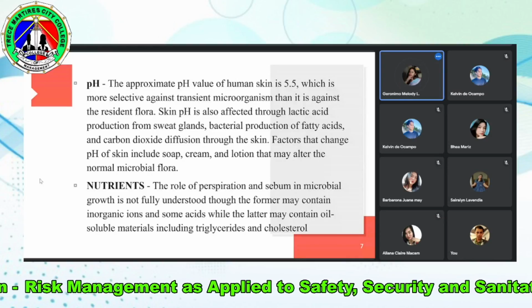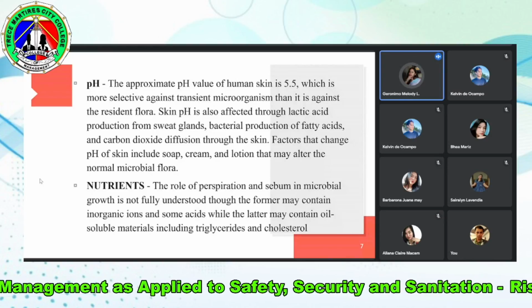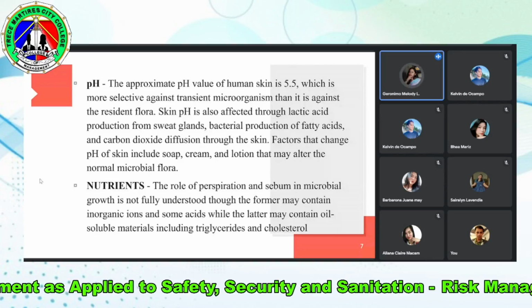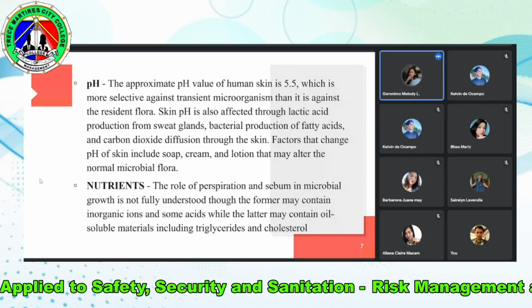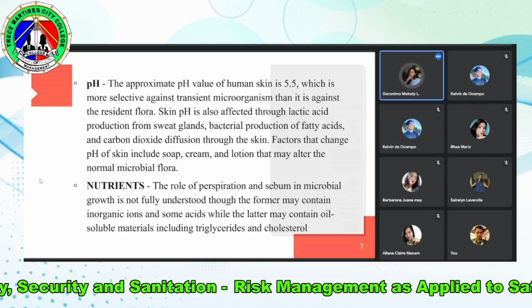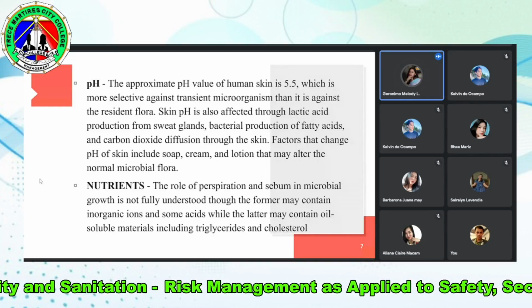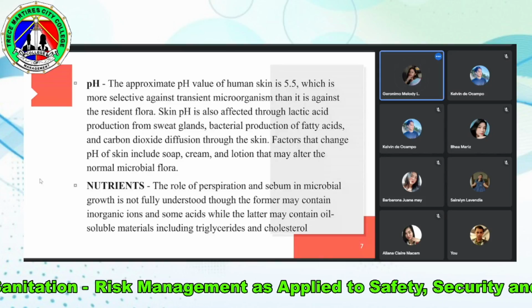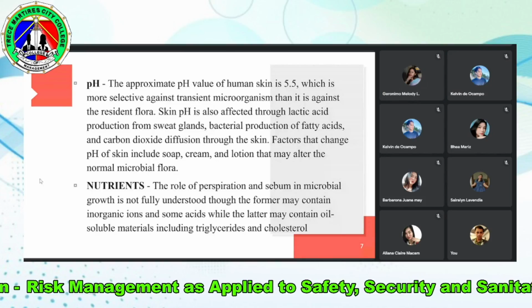So, hindi lang po doon, kung si food handler din daw po ay humawak sa kanyang oily skin, especially sa face, and wala ding proper hand washing, it can also lead to food contamination. So, pa-next po.